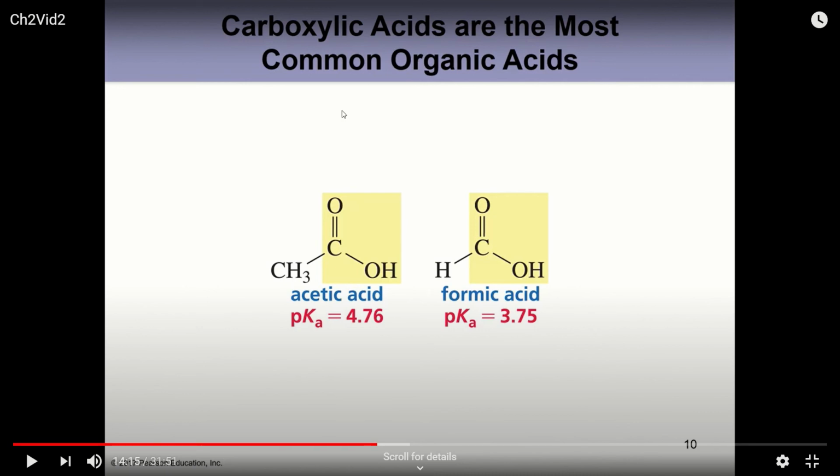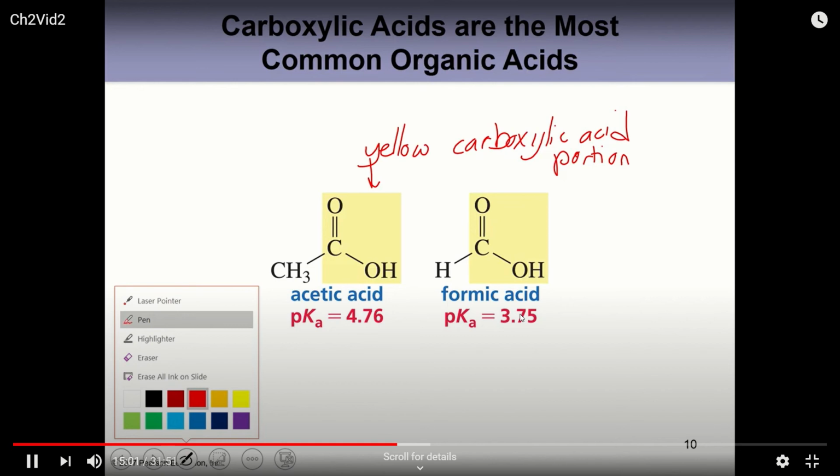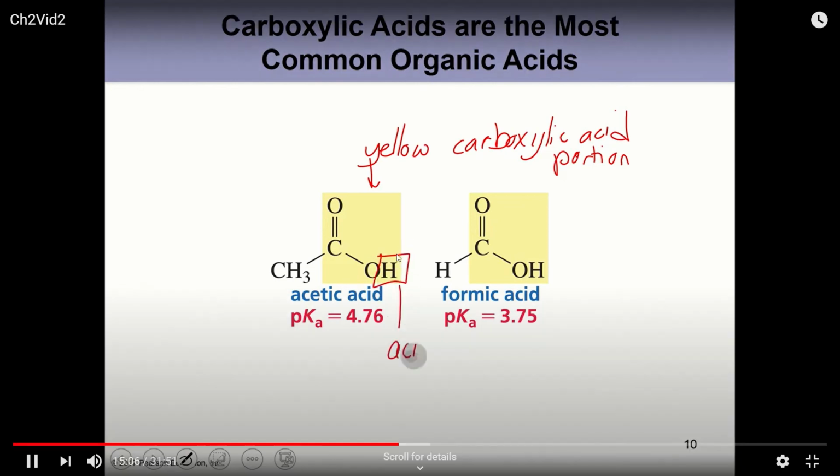Okay, carboxylic acids are the most common organic acids. We are going to be dealing with these a lot, and you have your functional group chart, where I gave carboxylic acids. The carboxylic acid portion of this molecule is highlighted in the yellow square in this slide, and acetic acid has a pKa of 4.76, formic acid 3.75. Most carboxylic acids are in the range of 4 to 5 for their pKa.